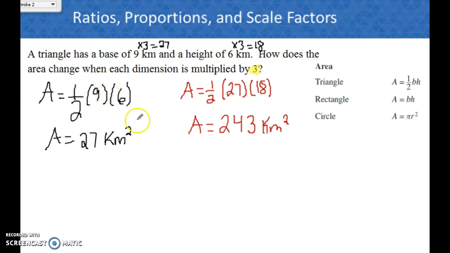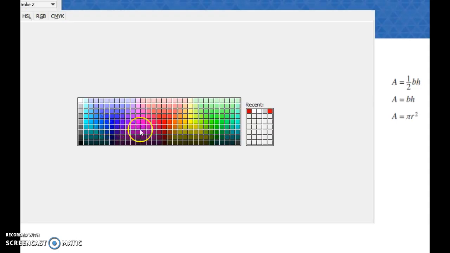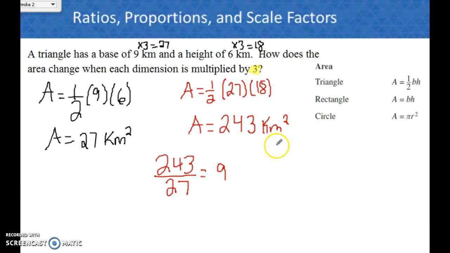If we set up a ratio of our image divided by our pre-image, so if we set up a ratio of these two areas, that equals 9. And now we have to ask ourselves, what's the relation between our scale factor of 3 and this ratio of 9? In other words, how can we go from 3 to 9? And the answer is 3 squared is 9.